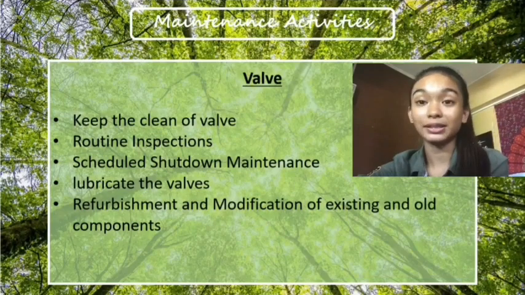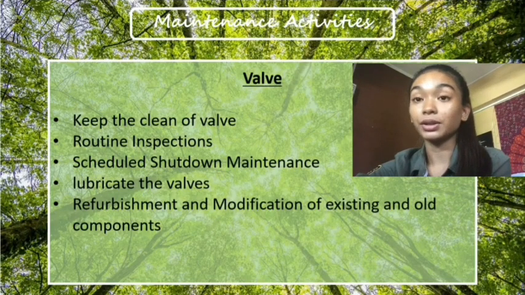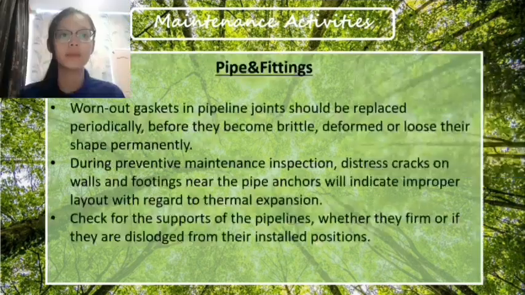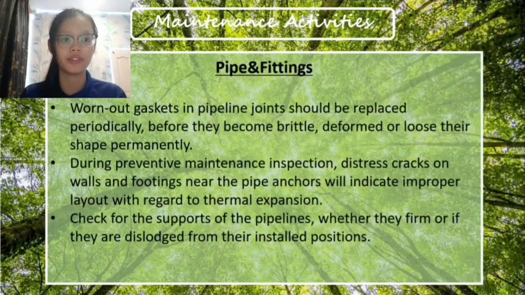Okay, so now maintenance activities for valve are keep the valve clean, routine inspections, scheduled shutdown maintenance, lubricate the valves, refurbishment and modification of existing and old components. The maintenance activity for pipe and fittings is worn out gaskets in pipeline joints should be replaced periodically before they become brittle, deform or lose their shape permanently.